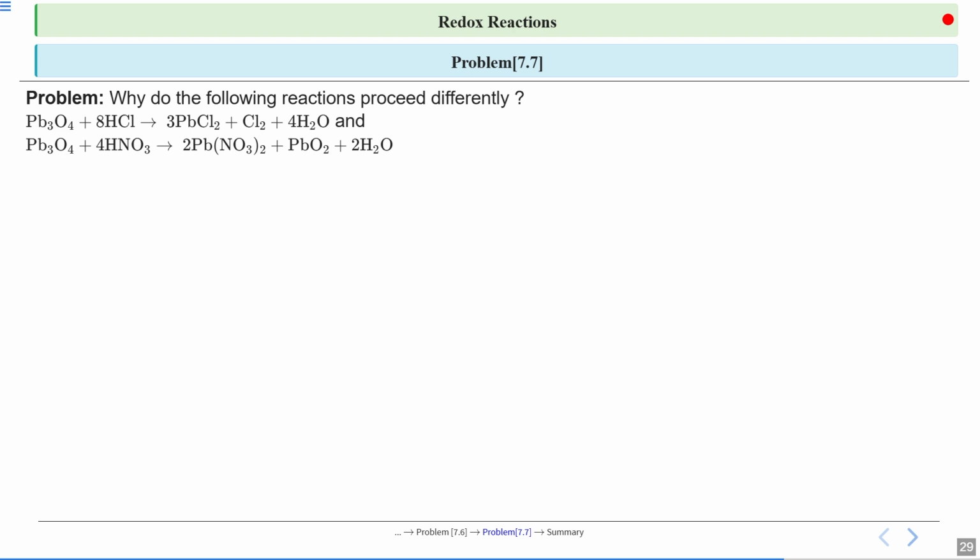Moving ahead to the next question, that is NCERT question 7.7. In this, you can clearly see that you are provided with two different reactions for Pb3O4. In the first one, Pb3O4 is reacting with HCl, while in the second one, it is reacting with nitric acid, forming different products. You have to tell why the reaction proceeds differently in the two cases. To solve this question, you are provided with some time here, and after that time, I shall provide you the correct answer to this question.